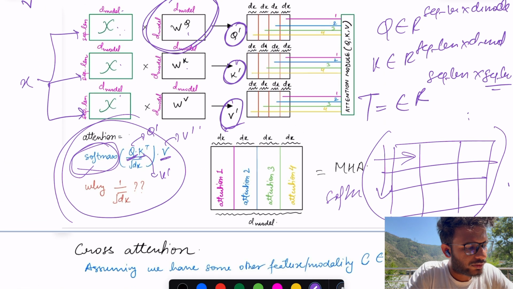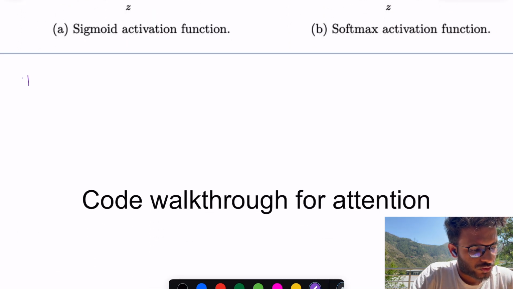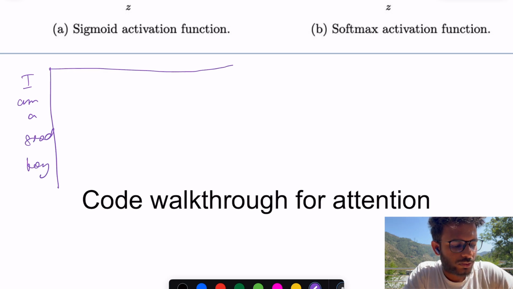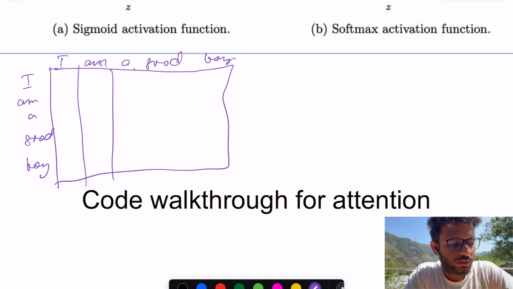Let's see how we'll sort it out. What's happening when you're taking self-attention? Let's see. This is "I am a good boy", and you are taking self-attention, so this same sentence will come along the column itself. I am a good boy.